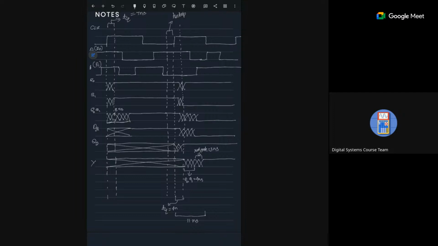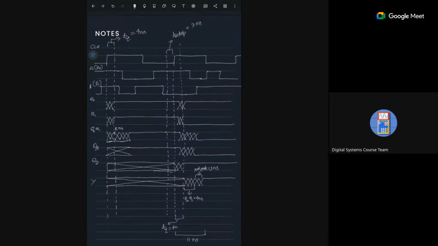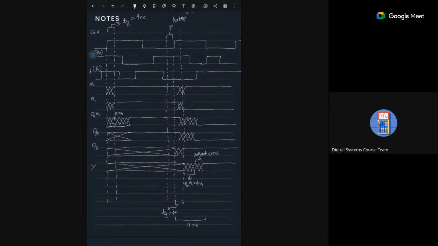This one, and after that, Q2 appears. It will sample D2 after TCQ of 4 nanoseconds, so this is also 4 nanoseconds. So 8 you have already considered, then 4 again you are taking. Yeah, this is at the next clock edge. So D2 will appear over here. This is D2, which will appear at Q2.